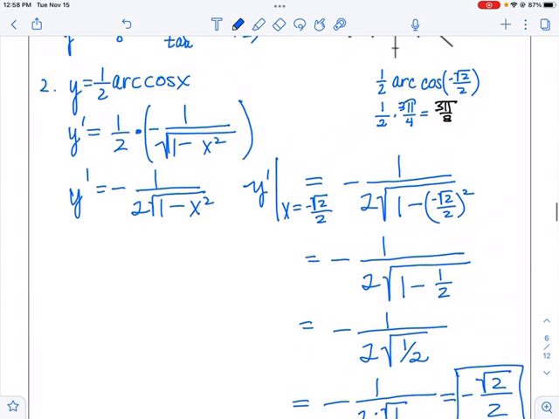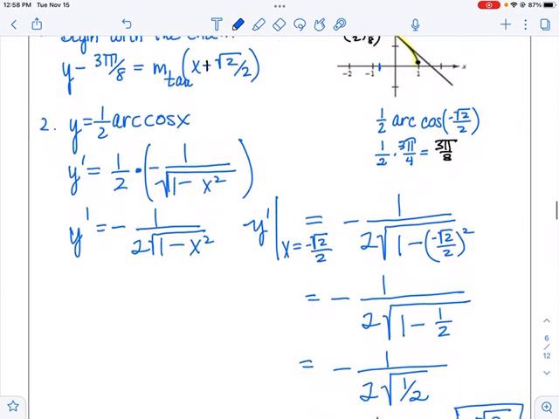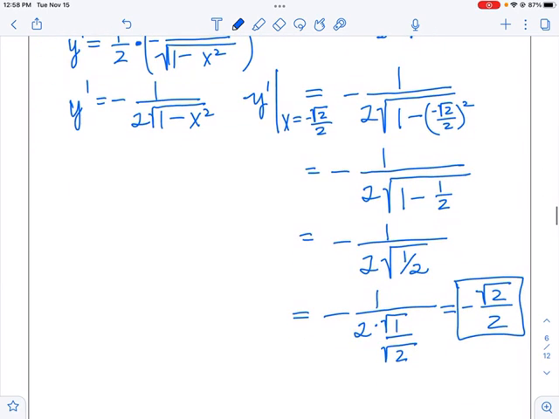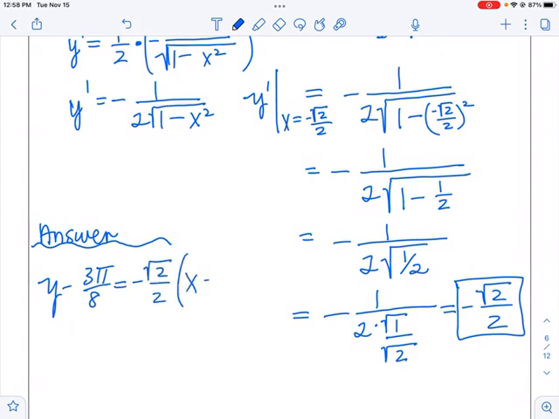Therefore, bringing your answer down from step 1, beginning with the end in mind, your answer is just the equation of the tangent line. So we'd have y minus 3 pi over 8 is equal to negative square root of 2 over 2, times x plus root 2 over 2. There you have it.